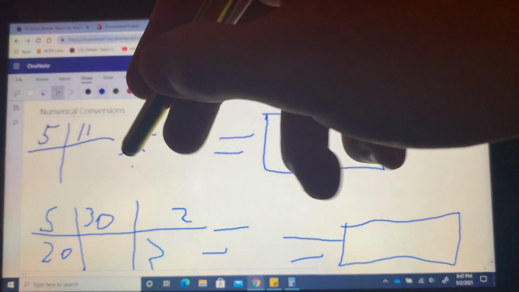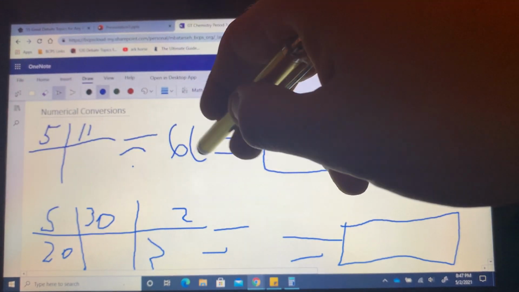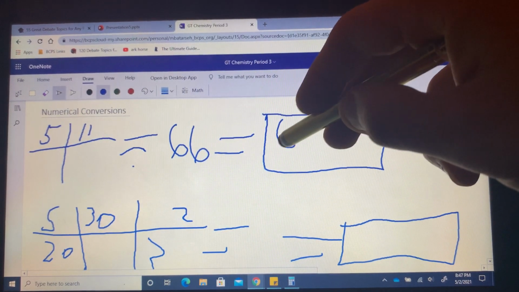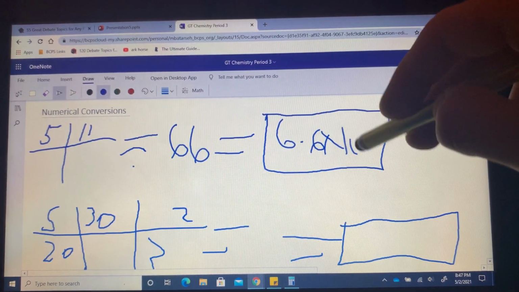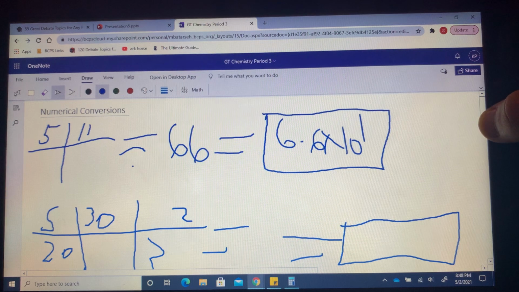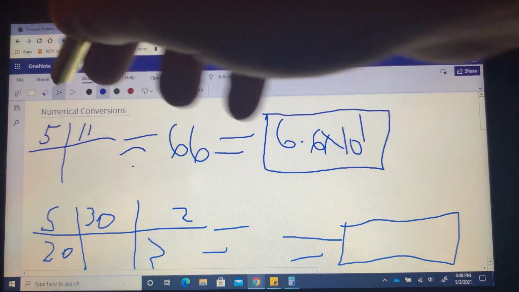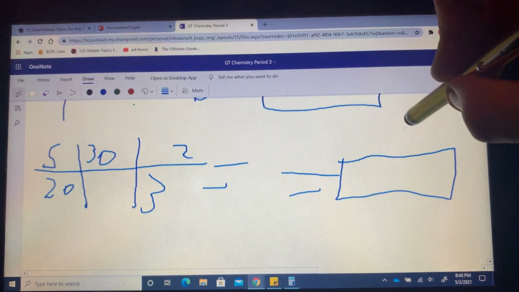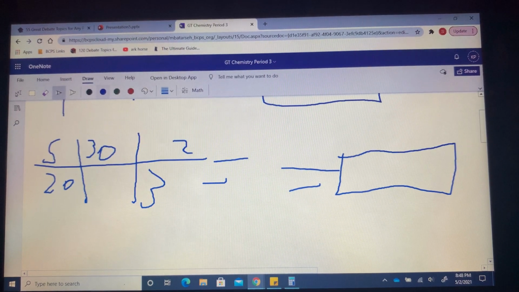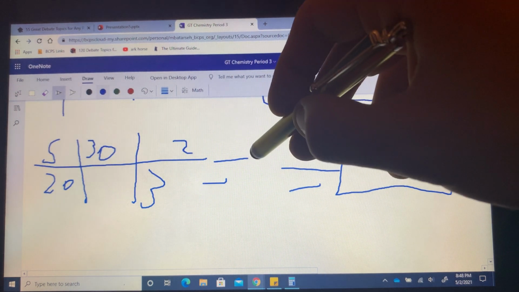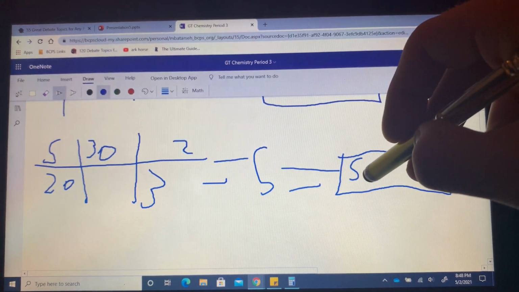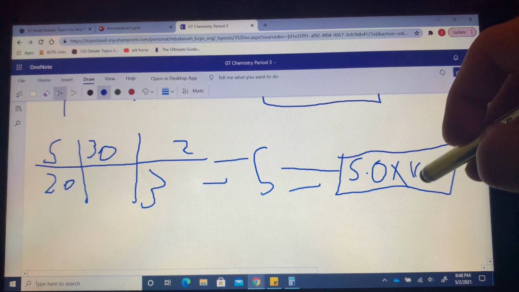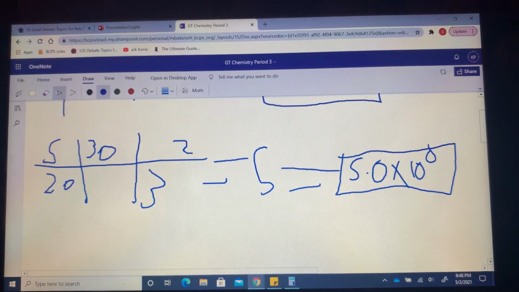Okay. First one, this is 5 times 11, which is just 55. There's nothing on the bottom, so you don't have to divide by anything, which is 5.5 times 10 to the first power. Let's go down. This one here is 5 times 30, which is 150, times 2 is 300. So 300 is on the top. The bottom is 20 and 3, which is 60. 300 divided by 60 is just 5, or 5.0 times 10 to the 0 power. Because that's just 1.